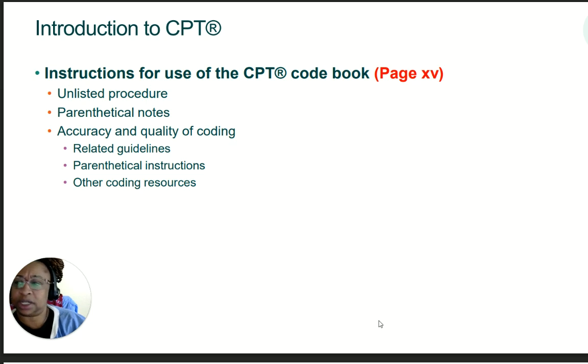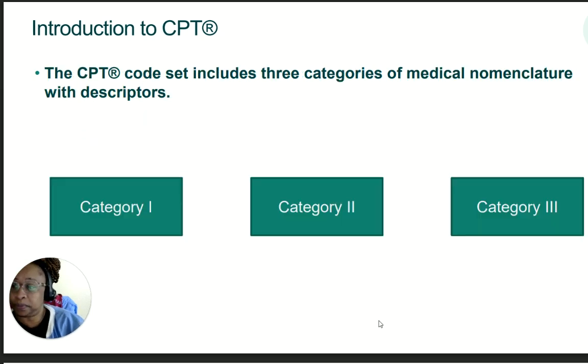So, the introduction to CPT. These instructions are used for your CPT book. They have unlisted procedures, notes, accuracy and quality of coding, related guidelines and instructions, and other coding resources. There are three categories of CPT codes, and these include Category 1, Category 2, and Category 3.